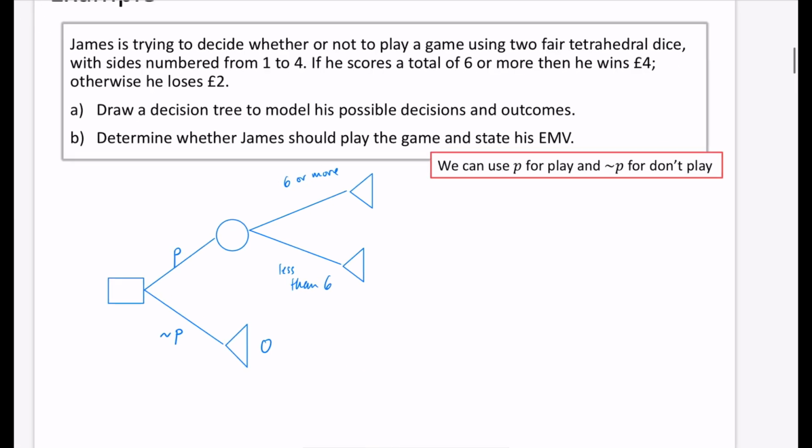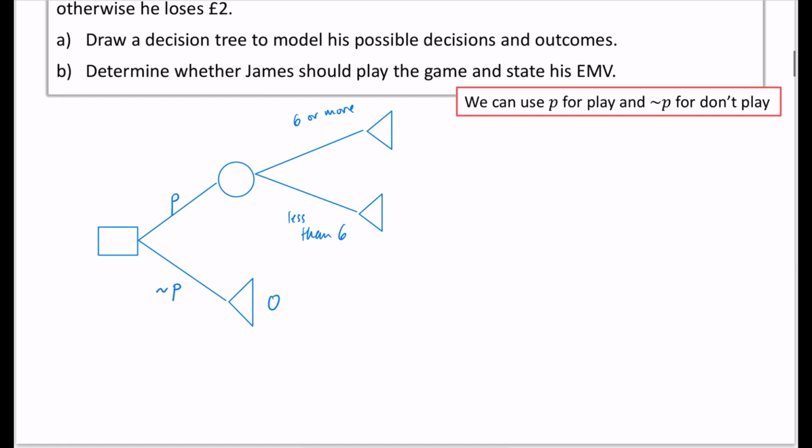So with two tetrahedral dice, we need to figure out what's the probability of getting a 6 or more. Well, I could do a little sample space if I wanted to. So I can either get 1, 2, 3, 4 on that dice, 1, 2, 3, 4 on that dice. There'll be 16 possible outcomes, and 6 or more would come from a 3 and a 3, a 3 and a 4, a 2 and a 4 is a 6, a 4 and a 2 is a 6, a 3 and a 4 is a 7, and a 4 and a 4 is an 8.